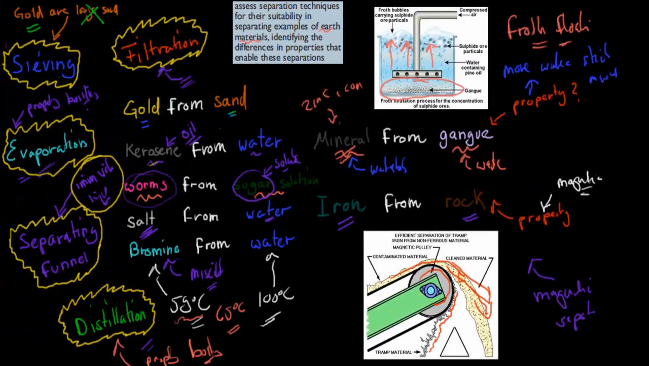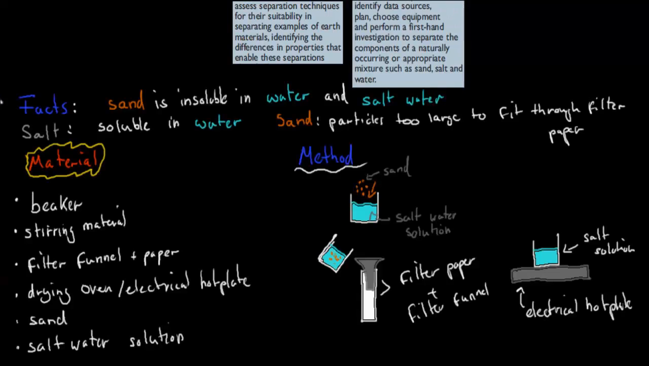Right, so that was the first dot point, and I'm going to quickly go over the next one as well. This was just using, so they identify data sources, choose equipment, and perform a first investigation to separate the components of naturally occurring or appropriate mixtures, such as sand, salt, and water. So we just mentioned a couple of things we can use to separate different substances, and now we need to separate sand, salt, and water from each other.